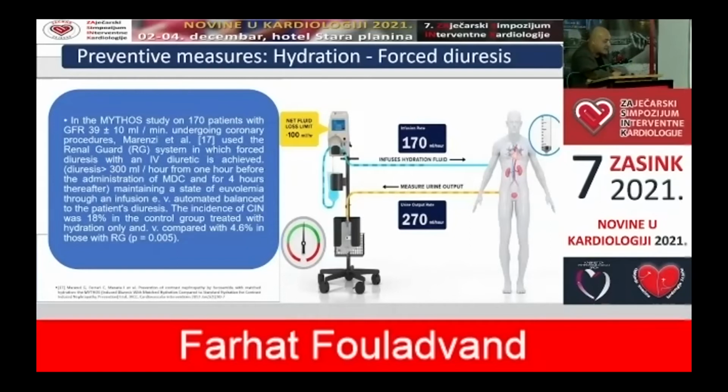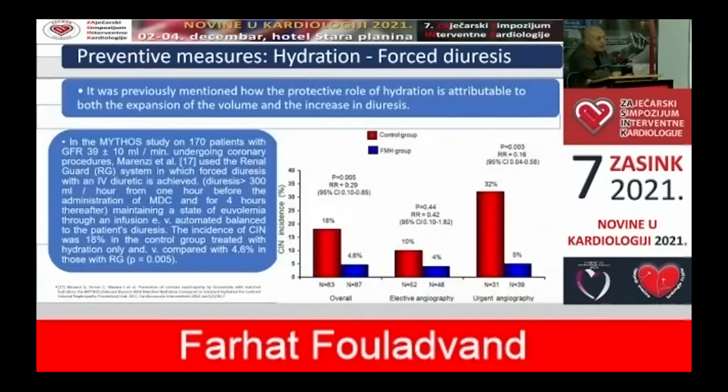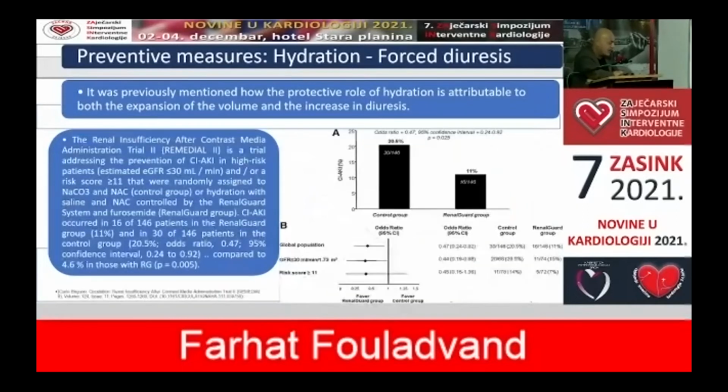If you need to achieve a higher diuresis, you can even give diuretics, and the infusion rate follows the amount of the patient's diuresis. This is our study demonstrating that, compared with the control group, the patients with forced diuresis therapy had a significantly better result in reducing CIN. So again, another study demonstrating the beneficial effect.